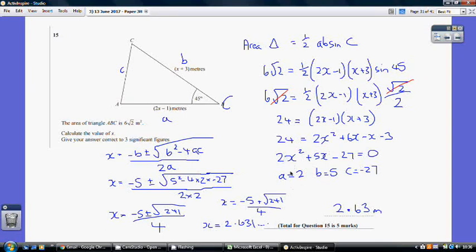So my A is 2, my B is 5, my C is minus 27. Substituting that into the quadratic formula, I get x being minus 5 plus or minus root 241 over 4. Clearly x is going to be a length, so I only want the positive value from this, so I want the minus 5 plus the root 241 over 4, giving me the length x being 2.631 dot dot dot, which is 2.63 to 3 significant figures.